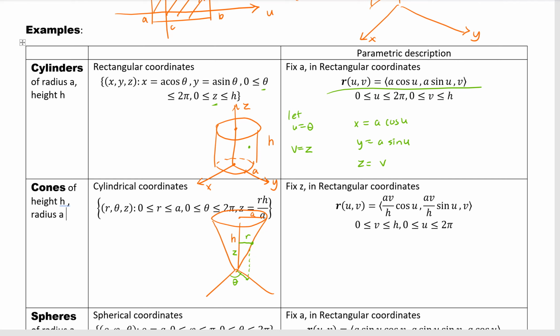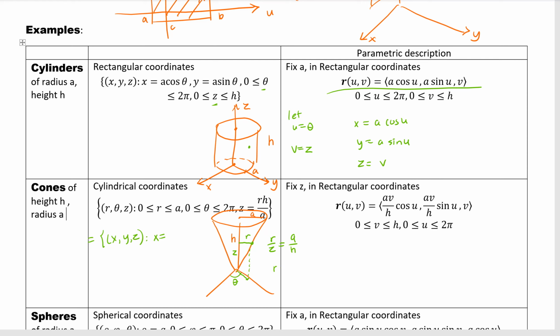If we want to use rectangular coordinates, we're going to have x, y, z, and x equals r cosine theta, but here we can figure out r. So what is r? Do you see there are two triangles that are similar? Then the corresponding sides have the same ratio. So r over z equals a over h, right?